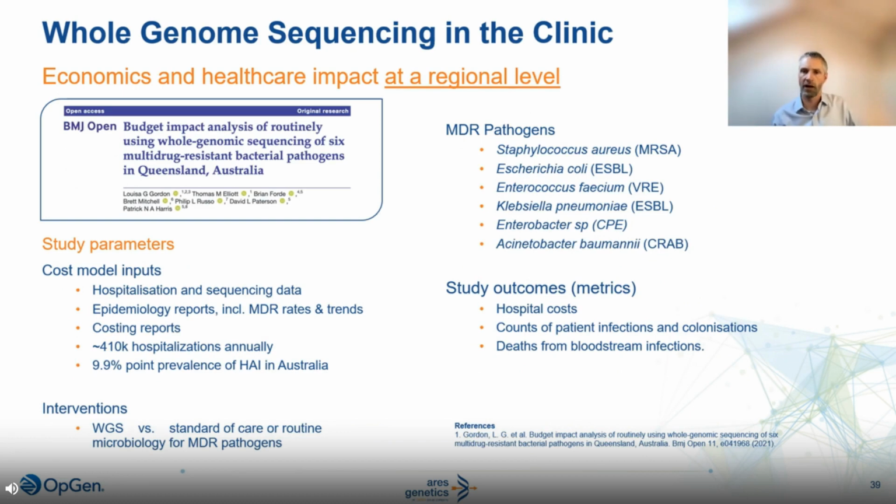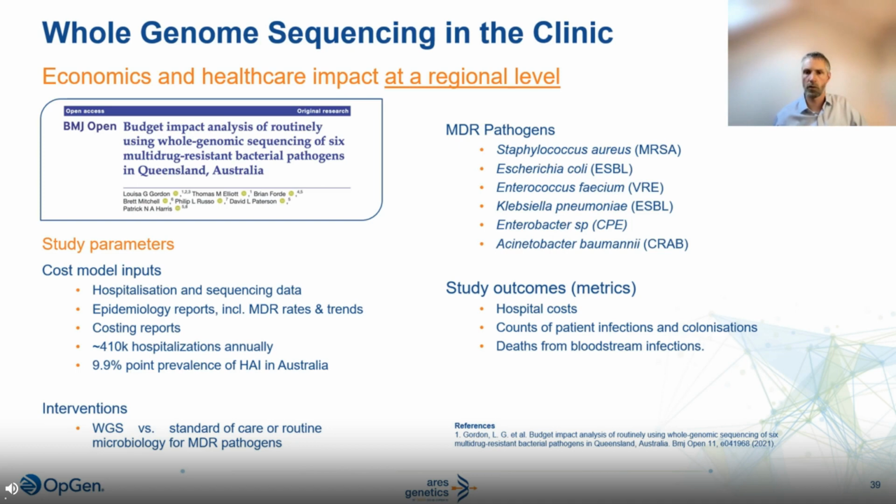Finally, I'd like to highlight a study from 2021 conducted by Louisa Gordon, David Patterson, Patrick Harris, and co-workers. This is the team I quoted earlier. Motivated by the earlier promising findings on the benefits of clinical whole genome sequencing, this team decided to determine the effect on cost and patient outcome, but at a regional level. They collected data from 27 hospitals and considered the entire state of Queensland, which is the second largest and the third most populous in Australia, for their analysis.